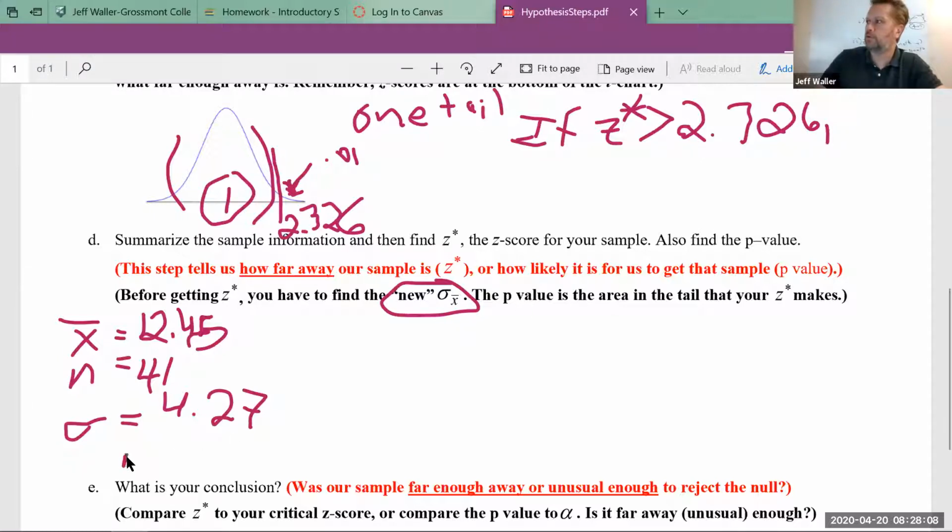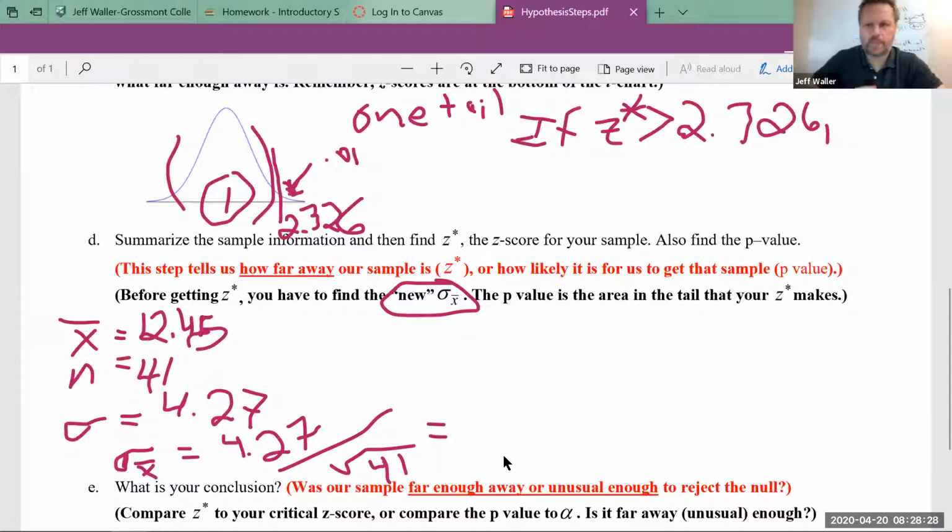So the new standard deviation, hey, it's not horrible, is the old one divided by the square root of the sample size. Right? Does that feel familiar?